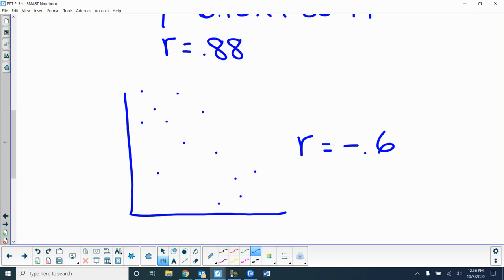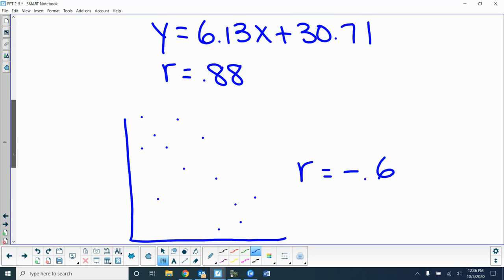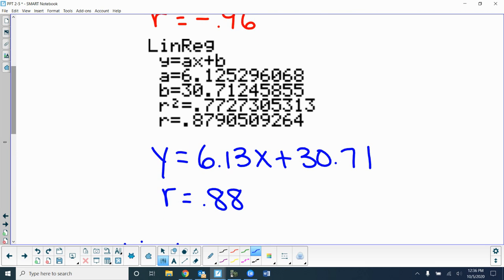Okay? So again, all I want for your test with this type of problem is those two things, the equation and the R value. Okay? You'll be given a set of data to put in your calculator. Okay? So, we are done with this chapter.